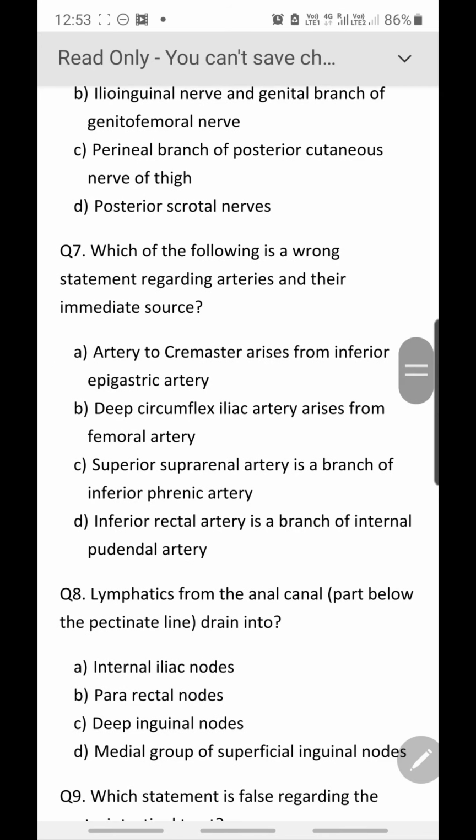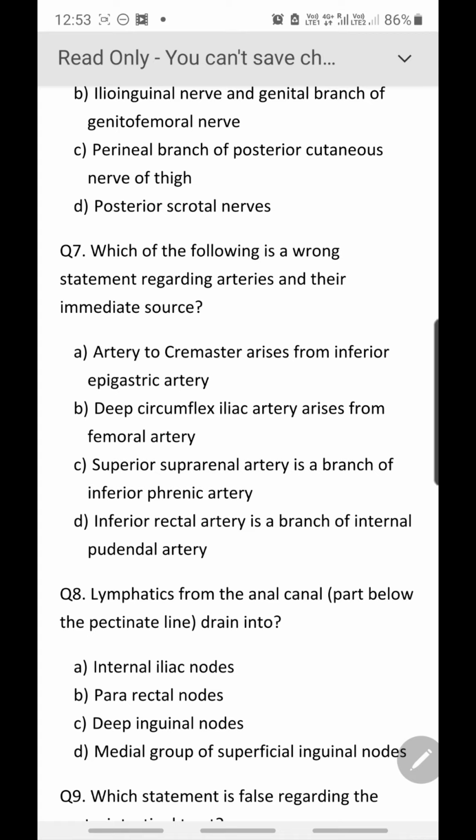Which of the following is a wrong statement regarding arteries and their immediate source? Look here now. Artery to cremaster arises from the inferior epigastric artery. Is this correct? Deep circumflex iliac artery arises from femoral artery. Check this out. If it's correct, superior suprarenal artery is a branch of inferior phrenic artery. Inferior rectal artery is a branch of internal pudendal artery. So, what is the wrong combination?